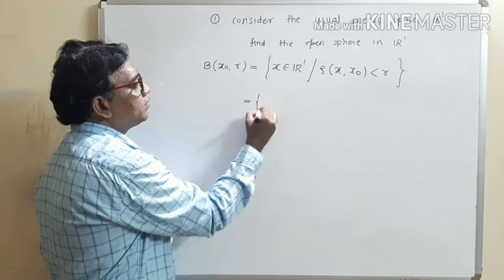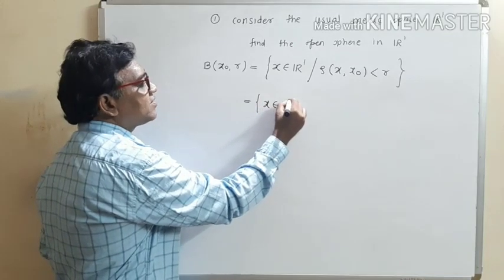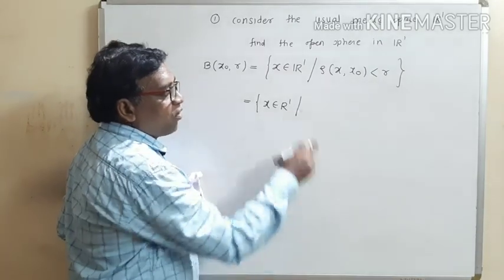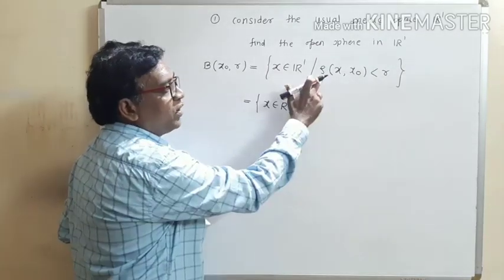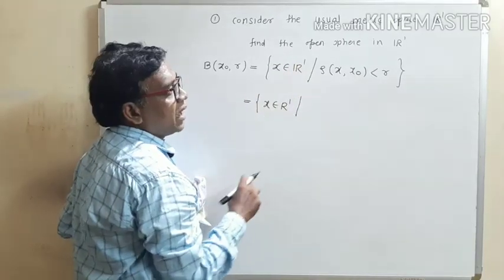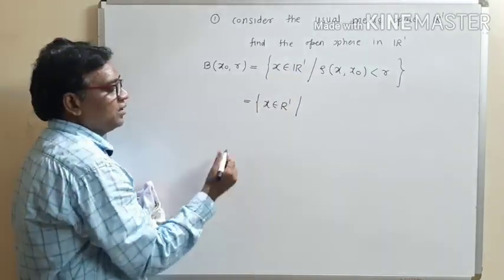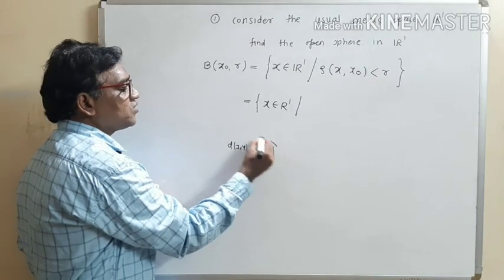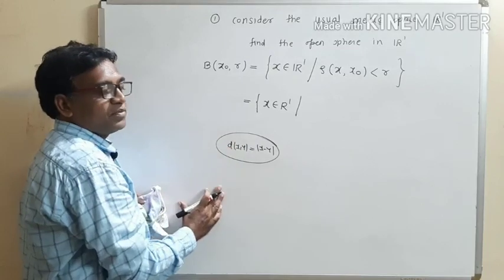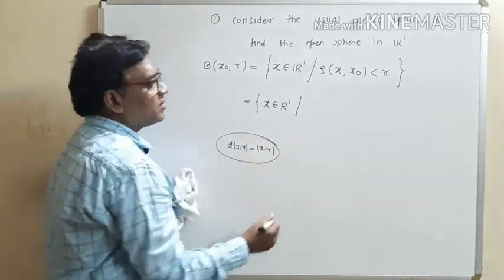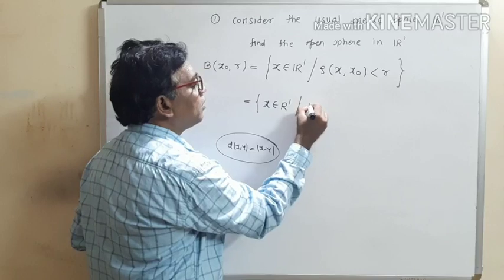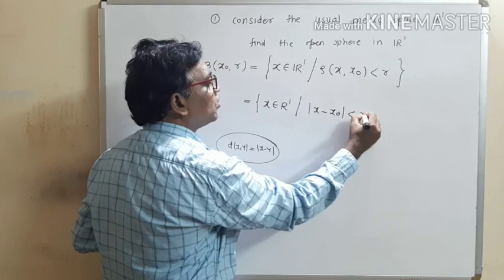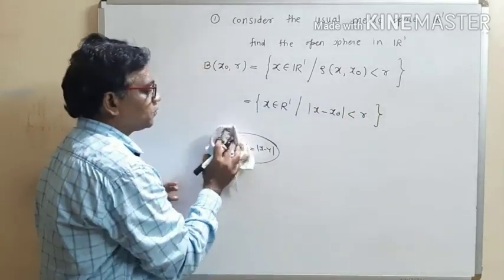So find this open ball. This is equal to the set of x belonging to R1 such that rho, the metric for R1, is used. What is the metric for R1? Distance of (x, y) is equal to mod x minus y. This is called the usual metric. So use this metric, the modulus. Just take the subtraction x minus x0. This is less than r.